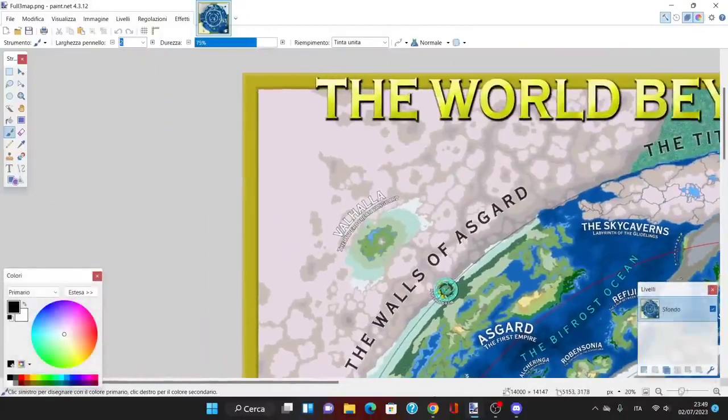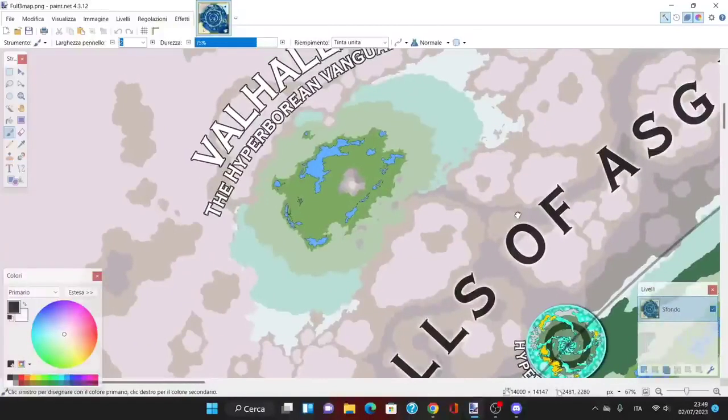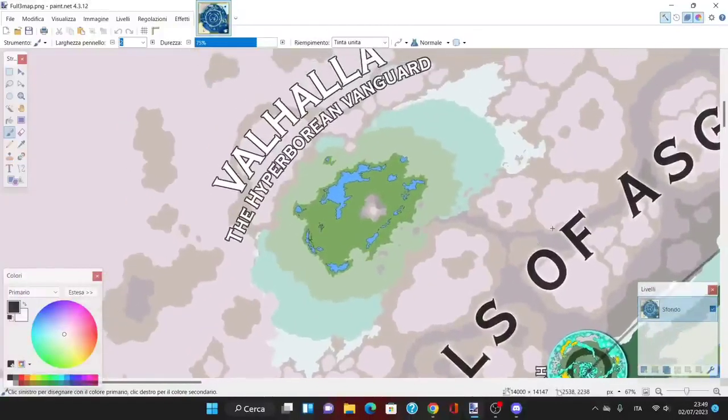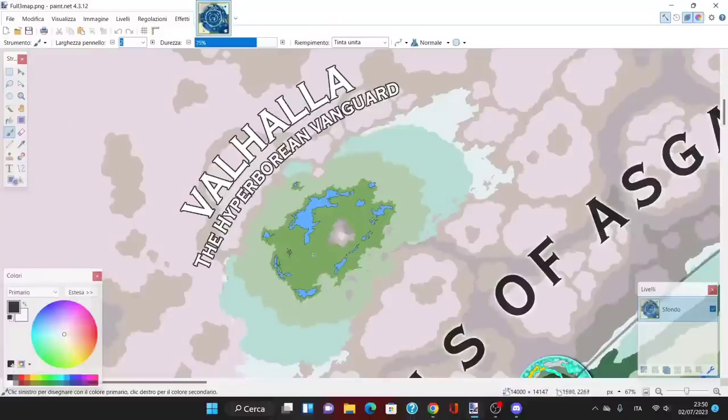Of course, then we have Valhalla, the Hyperborean vanguard. So in case you don't know, Valhalla was the place where the dead of the Norse came when they died. So instead of going to hell, paradise, heaven, whatever, they went to Valhalla, which in this case was some kind of land where all the warriors would fight for eternity at certain points of their routine, and they would prepare for Ragnarok, the end of times, which eventually never came, so they just live there forever.